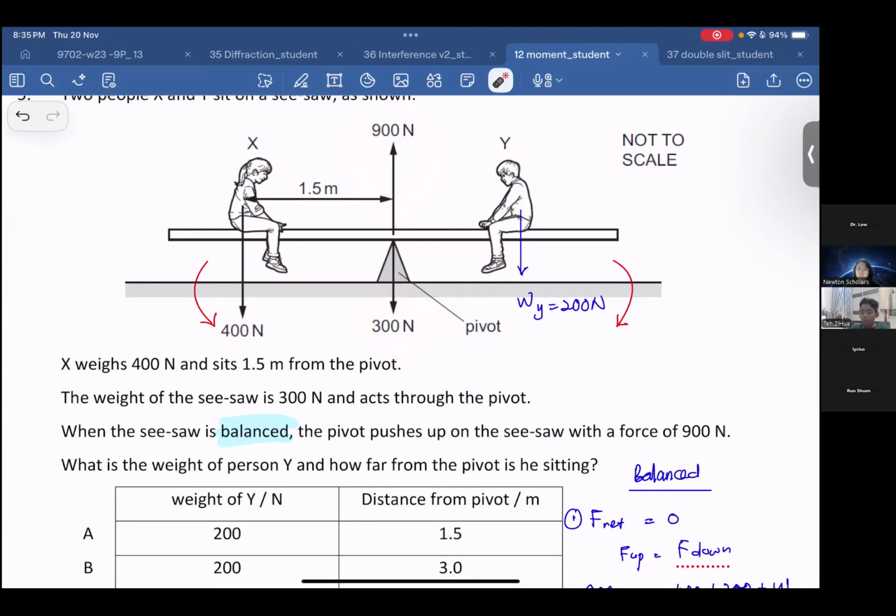My answer is, if the force is exactly acting on the pivot at here, is there any perpendicular distance? No. My answer is no. There is no perpendicular distance. So that means that the 900 and 300 Newton doesn't cause any turning effect. We can just ignore the force at here.